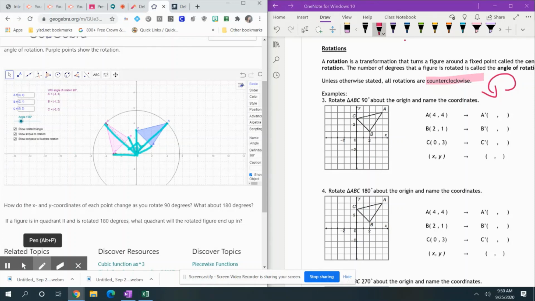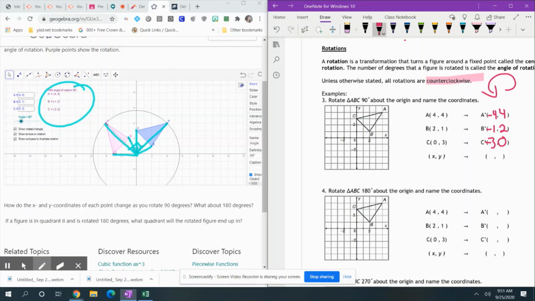So I will show you guys how to get this in a little bit, but we're going to go ahead and it gives you the new points right here of what our new triangle is. So I'm going to go ahead and write down these points. So it is negative 4, 4, and then negative 1, 2, and last negative 3, 0.